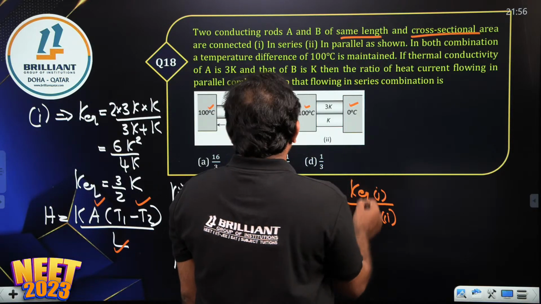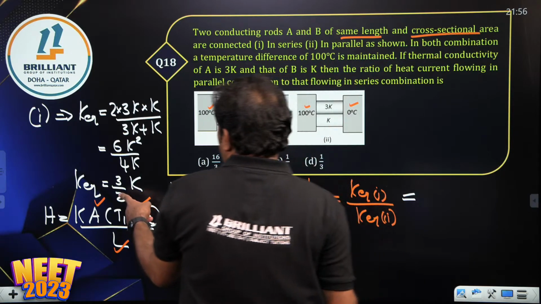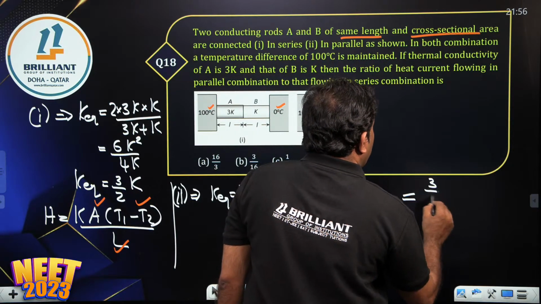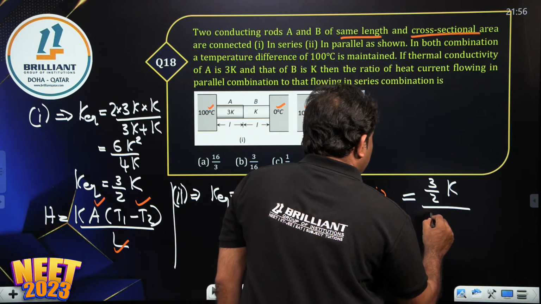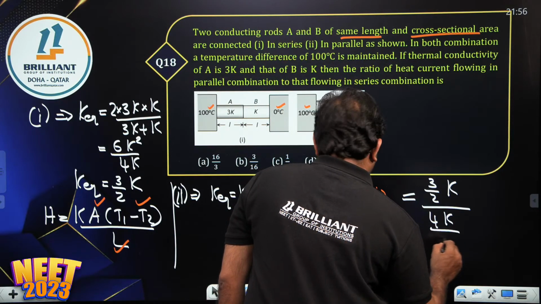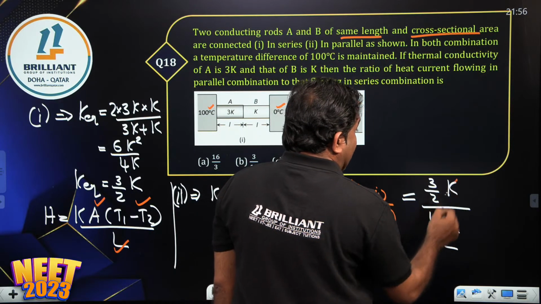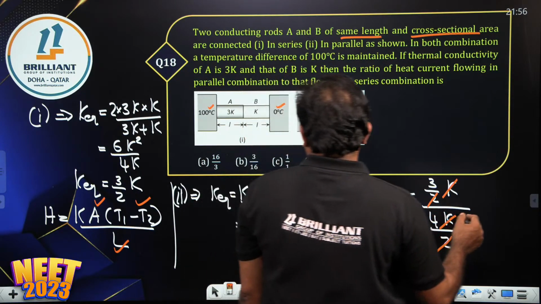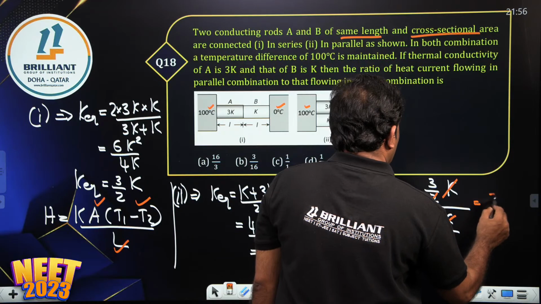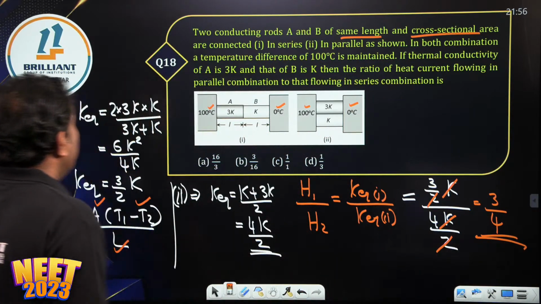So what is the ratio of heat? K equivalent 1 is 3 by 2 K, and K equivalent 2 is equal to 4K by 2. K cancels, 2 cancels, and we get 3 by 4. The right answer is 3 by 4.